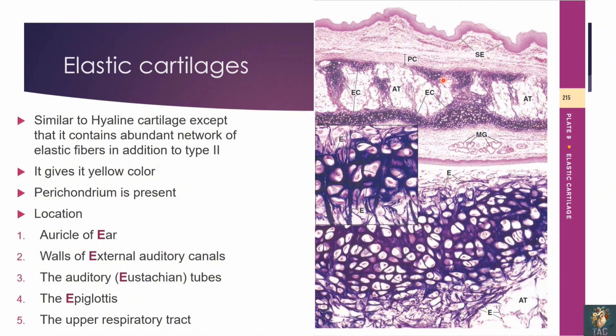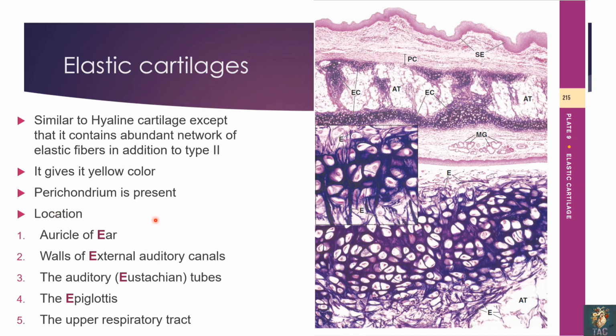Then you can see the perichondrium, and here you can see the elastic cartilage, and this elastic cartilage is shown here in higher magnification. So this elastic cartilage, because of the elastic fibers, gives a yellow color in a cross section in a freshly cut section. Perichondrium is also present in the case of elastic cartilages. The cells may be present as single or in isogenous groups.